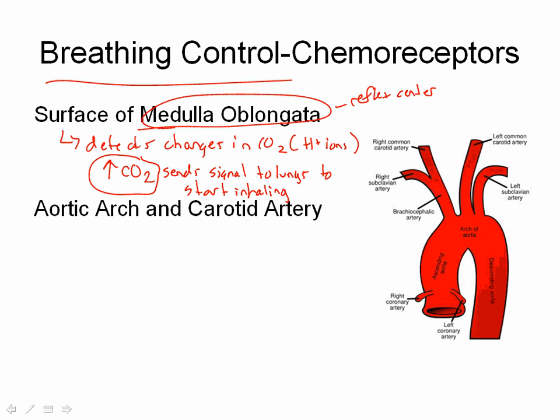So the second one is the aortic arch and carotid artery. We call these secondary receptors. The reason they're secondary is they just don't have as much control in the breathing mechanism as carbon dioxide does. The aortic arch is the top of the big vessel that's leaving your heart, and it branches off into two arteries that go up into the brain or into the skull. And so the aortic arch and carotid artery detect oxygen levels.